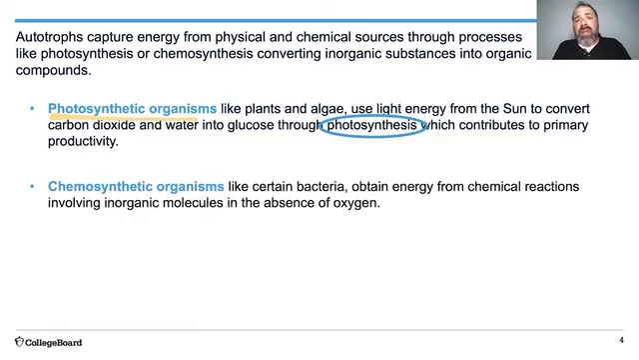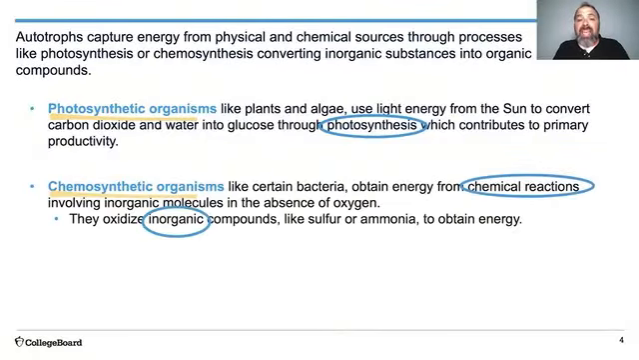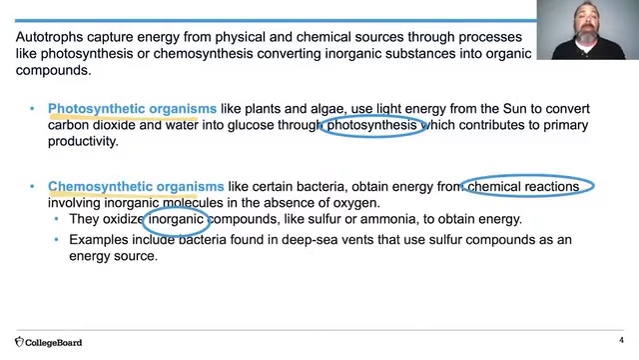Chemosynthetic organisms like certain bacteria obtain energy from chemical reactions involving inorganic molecules, in the absence of oxygen. So deep sea vents, those kind of places where oxygen is not available. And so when we talk about chemosynthetic organisms, think about chemical reactions. They oxidize inorganic compounds like sulfur or ammonia to obtain energy. So examples of organisms that get their energy chemosynthetically are bacteria found in deep sea vents, and they often use sulfur compounds as an energy source.